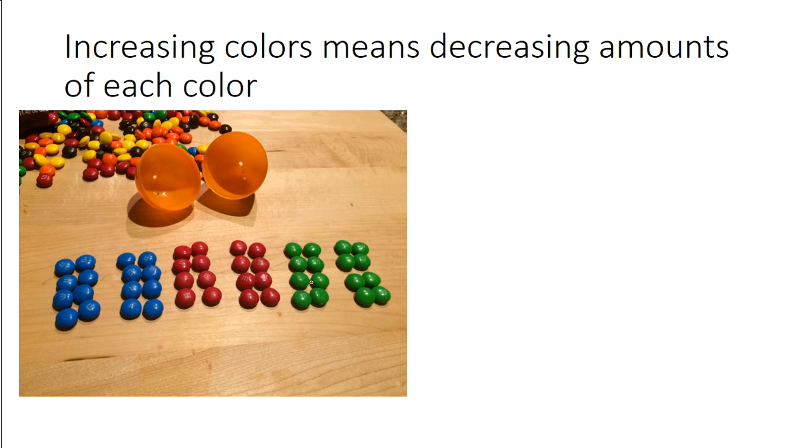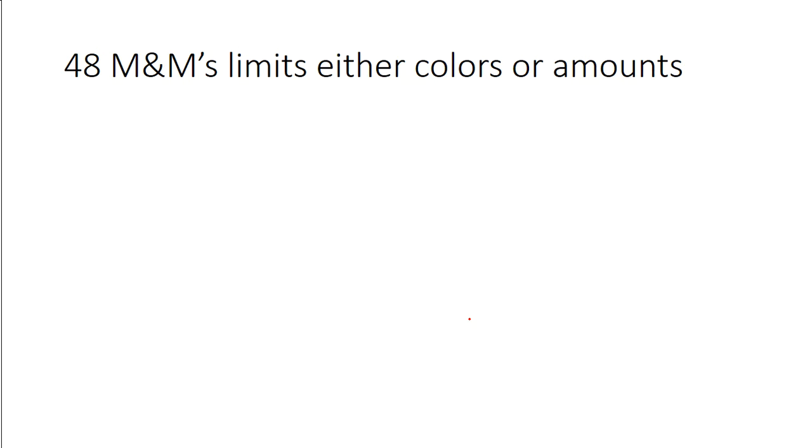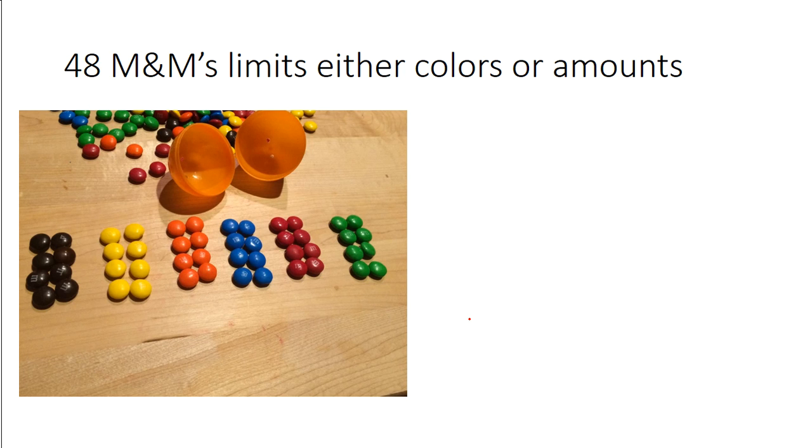All right, so if we want to keep increasing the number of colors, we have to keep decreasing the number of M&Ms of that color. So now I have 16 blue, 16 red, and 16 green, because 16 times 3 equals 48. And if I want 4 colors, now I have 12 yellow, 12 blue, 12 red, and 12 green. So being limited by this 48 M&Ms that fits in this egg means that if I want to increase the amount of colors, I have to decrease the number of M&Ms that have that color. That is a directly proportional relationship.